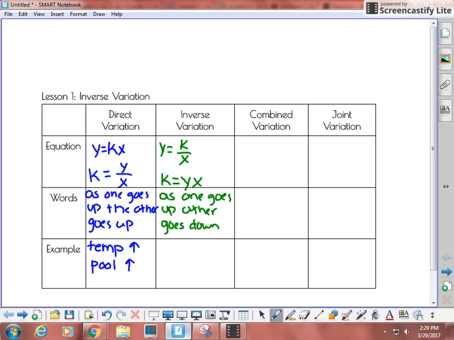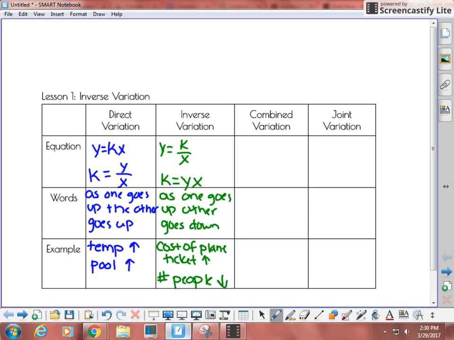So then I would think about, okay, what's something that goes up as another one goes down? Well, I would say like plane tickets. As the cost of a plane ticket goes up, less people go. The number of people are going to go down because people aren't going to want to pay as much. So they're going to wait and go on a vacation later.